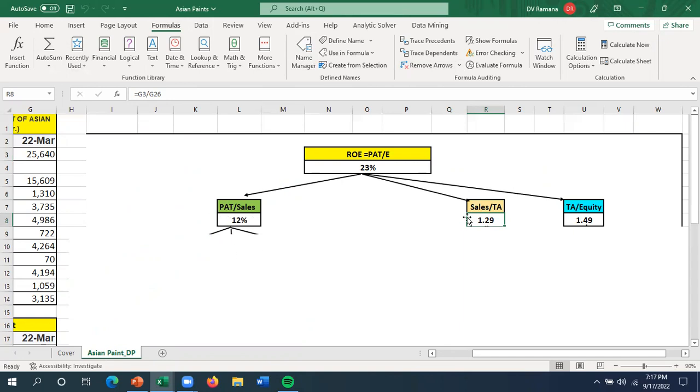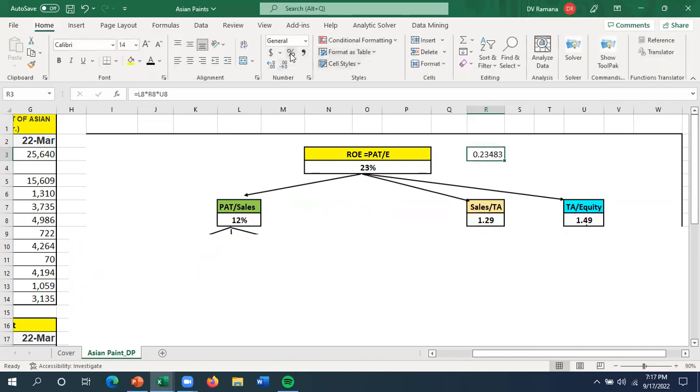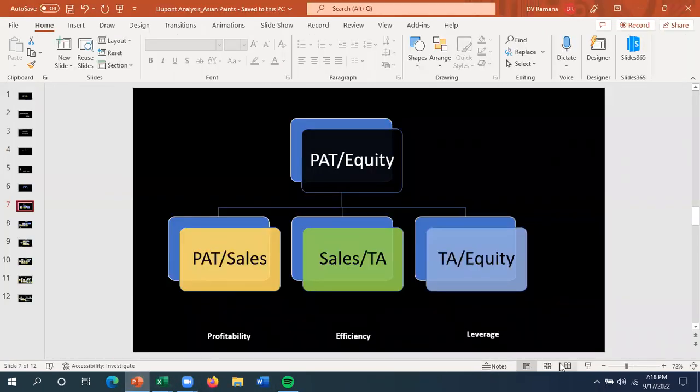Now, we will pick up each box individually and then examine them. Just to test, PAT by sales into sales by TA into total assets by equity is 23%, right? But in order to make use of the DuPont analysis, there is a need to understand how to improve this, how to analyze this PAT by sales, how to analyze the sales by TA, and how to analyze the total assets by equity. So the framework goes on like this.